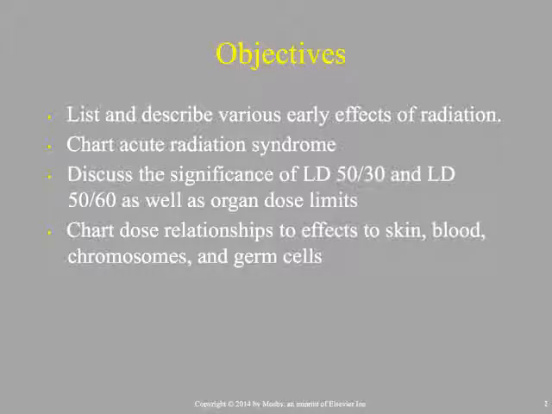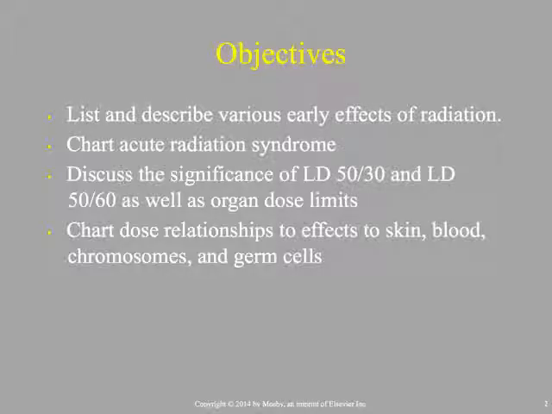And then, like we did last week, we'll continue to chart some of the effects to different organ systems. And for the early effects, the ones that I feel are most important to us are the skin, blood, chromosomes, and germ cells. Okay? Now, I didn't just pick those systems out of a hat. I selected those body systems because, in terms of our work with this stuff, they are the ones that are the most common. Those are the things that we might see.